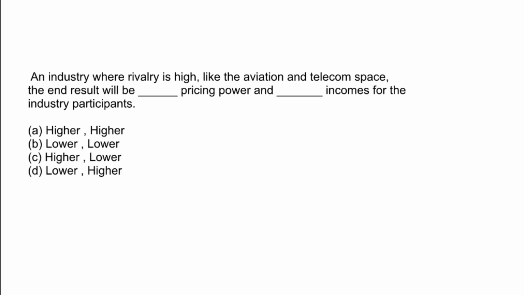Going to the next question, an industry where rivalry is high like aviation and telecom space, the end result will be dash pricing power and dash incomes for the industry participants. The correct answer is, friends, lower. Why will it be lower? Because if you remember the Jio time when the telecom space was so competitive, what was the end result? The pricing of all the services became low and the incomes that they could generate also became low as a result.